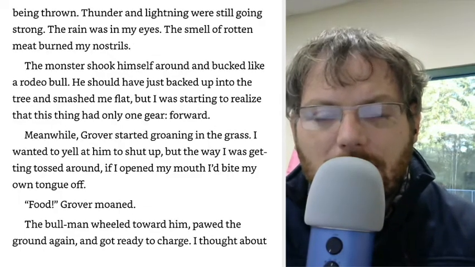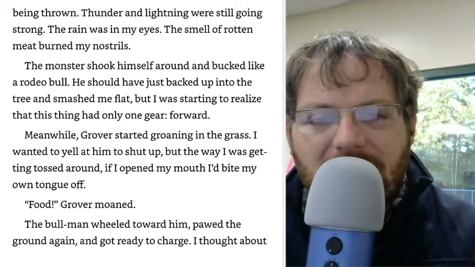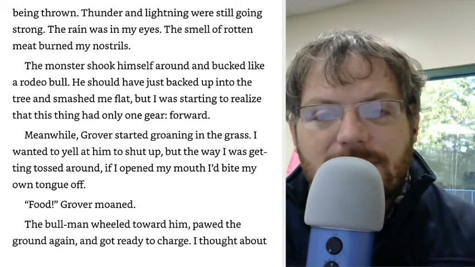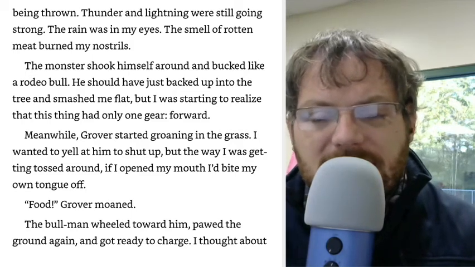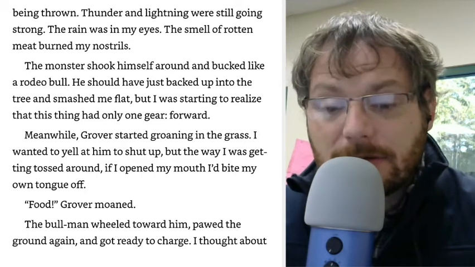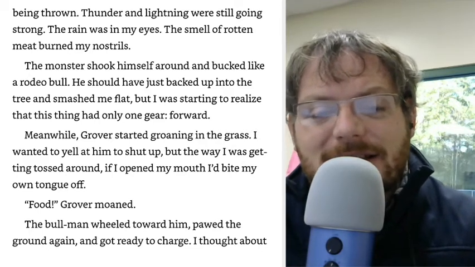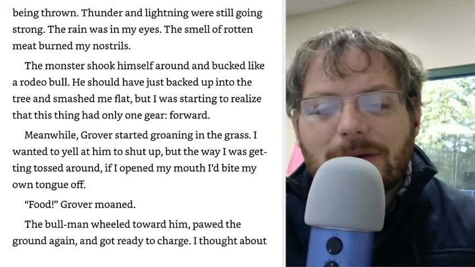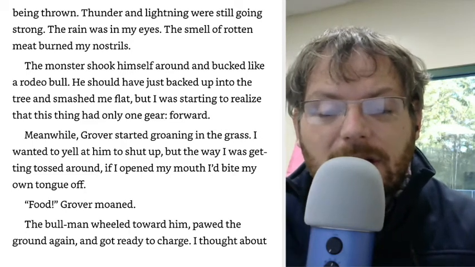Thunder and lightning were still going strong. The rain was in my eyes. The smell of rotten meat burned my nostrils. The monster shook himself around and bucked like a rodeo bull. He should have just backed up into the tree and smashed me flat, but I was starting to realize that this thing had only one gear: forward. Meanwhile, Grover started groaning in the grass. I wanted to yell at him to shut up, but the way I was getting tossed around, if I opened my mouth, I'd bite my own tongue off.